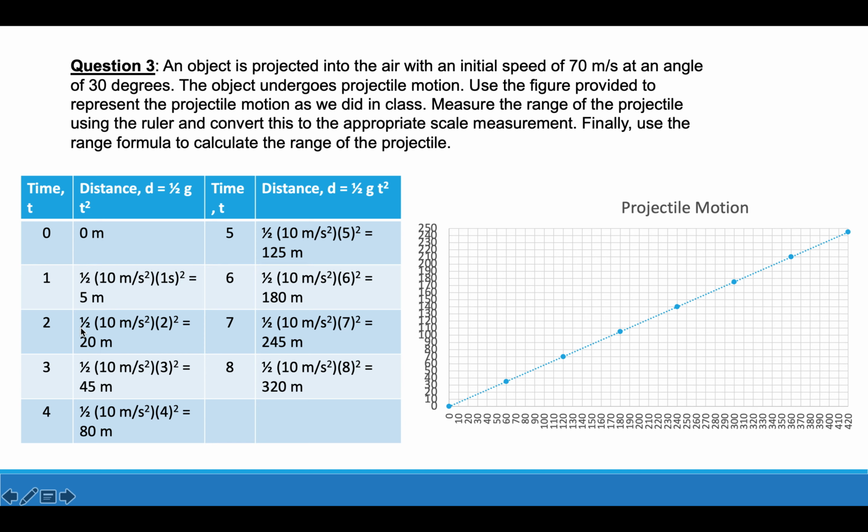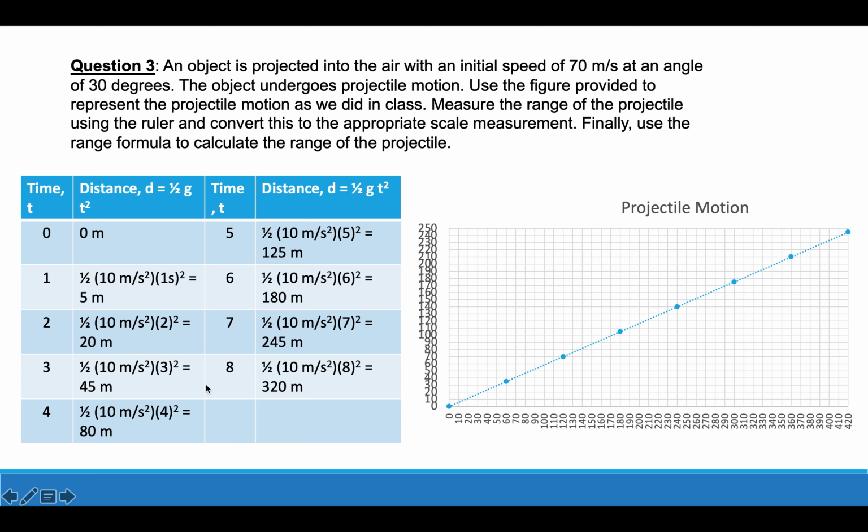After 2 seconds, the object falls 1/2 gravity times the time of 2 seconds squared. So 1/2 of 10 is 5. 2 squared is 4. 5 times 4 is 20. And we can keep doing this for each 1 second interval. So after 3 seconds, the object falls 45 meters. After 4 seconds, it falls 80 meters, and so on.